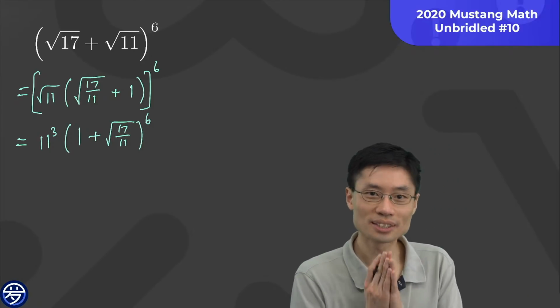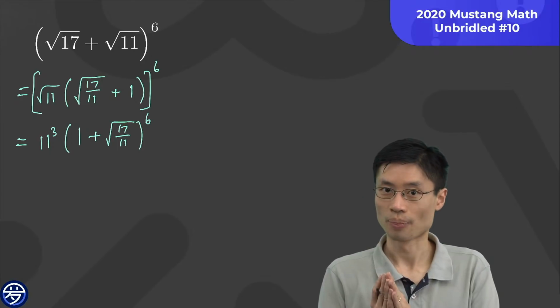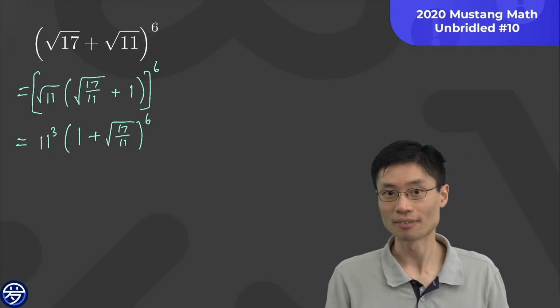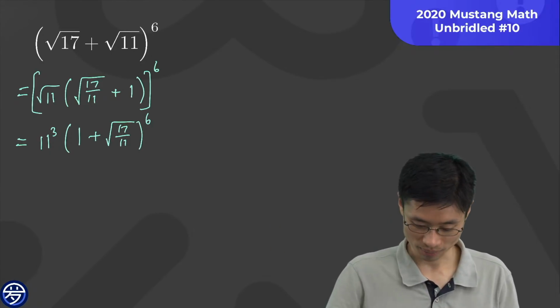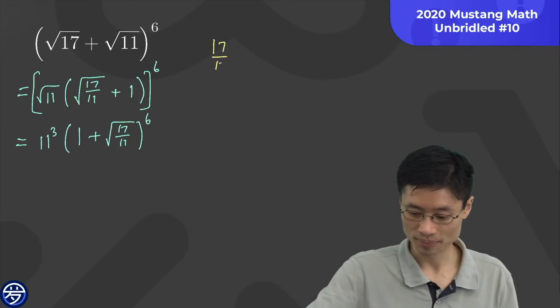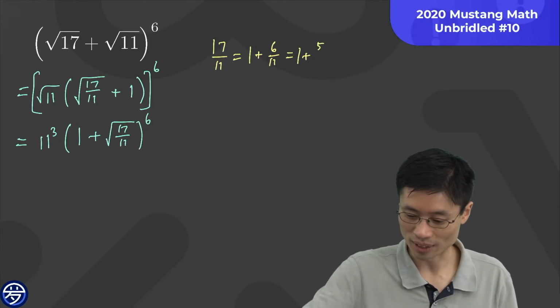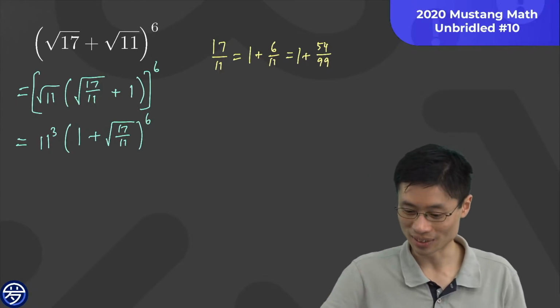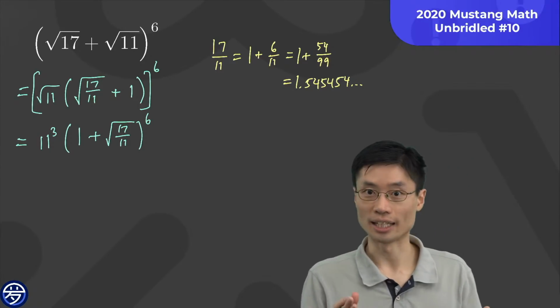Now I'm curious, what is 17 over 11? Is that going to be nice? I'm not sure. Let's try to divide. I'm just curious what 17 over 11 is. 17 over 11 is 1 plus 6 over 11. Is that nice? I'm trying to think of it as a decimal. 1 plus 6 over 11, which is 1 plus, 6 times 9 is 54, over 11 times 9 is 99. You see what I'm trying to do? I'm trying to get 1.54 repeating.